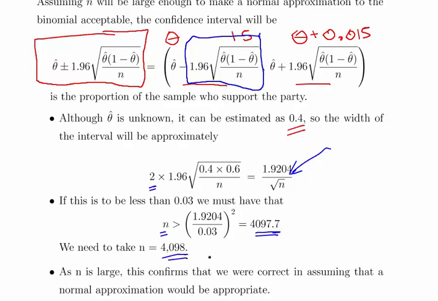Now this bit's important. You have to round it up. You have to discretize it upwards. You have to bring it up to the next integer.